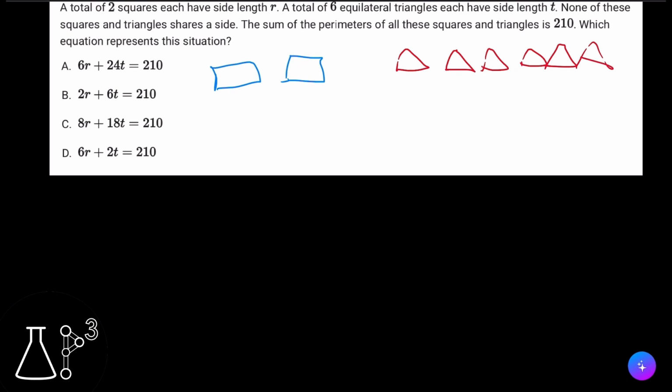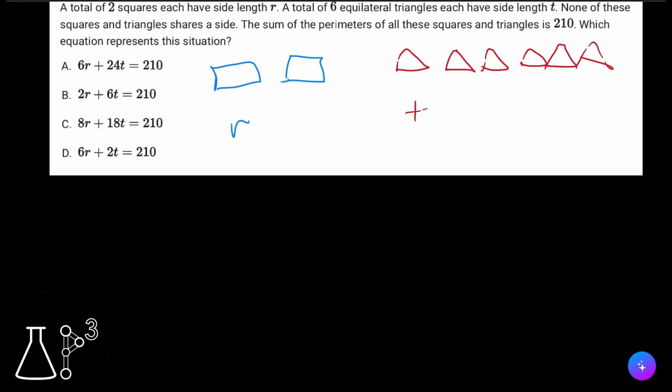Every single side length in the squares is r. So r is every single side of the squares, and t represents all the side lengths in a triangle. And we're given that none of them share a side, so they're all separate. We're looking for the perimeter of all of them together, which equals 210. So we're looking for the equation, obviously. Well, let's think about it. r represents the side lengths in both squares, and for the equilateral triangles, t is the side length of the triangles.